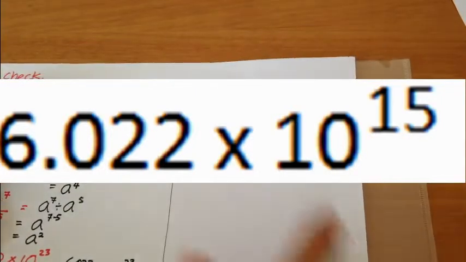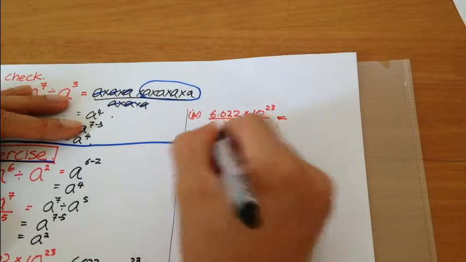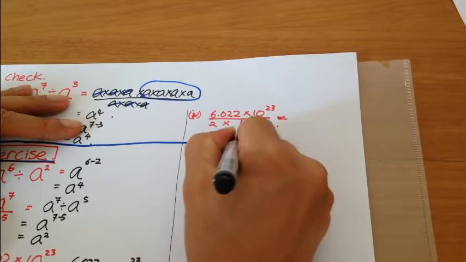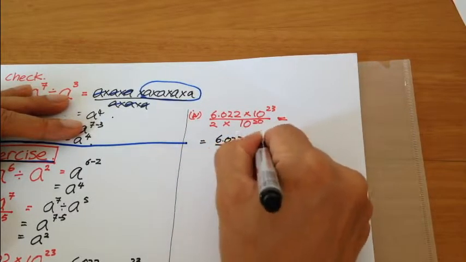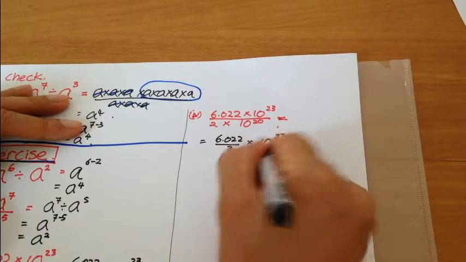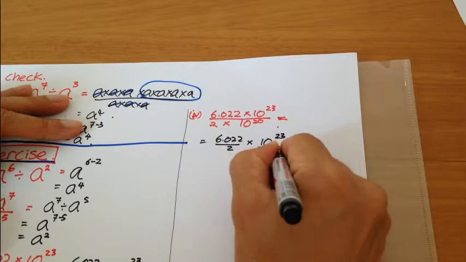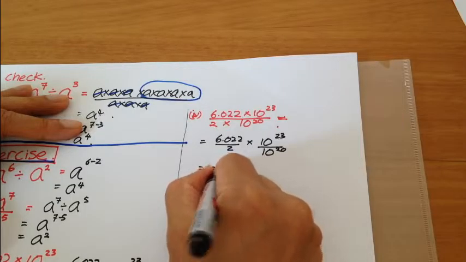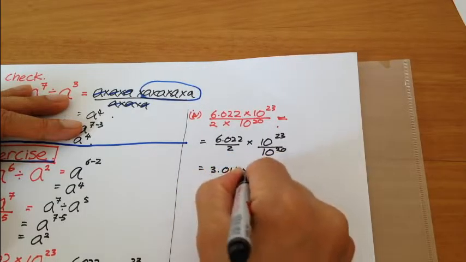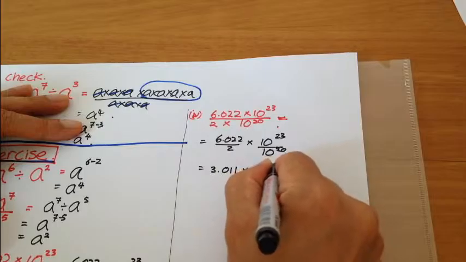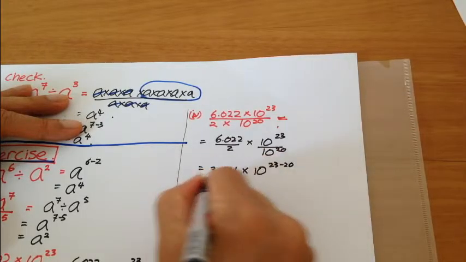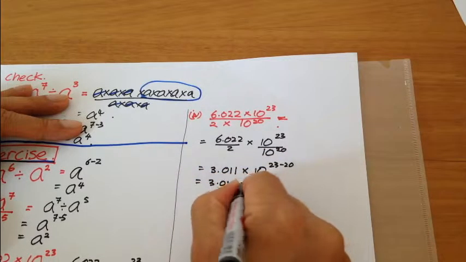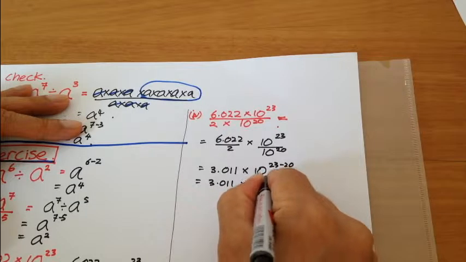And the last one is similarly 6.022 divided by 2, times 10 to the power of 23 divided by 10 to the power of 20. So that will be 3.011 times 10 to the power of 23 minus 20, or 3.011 times 10 to the power of 3.